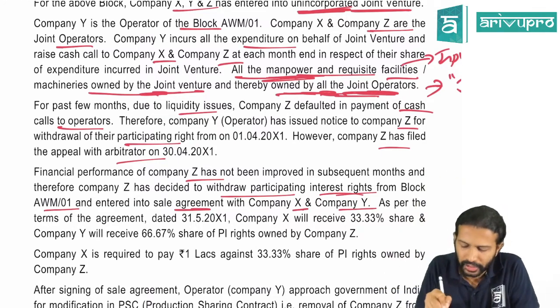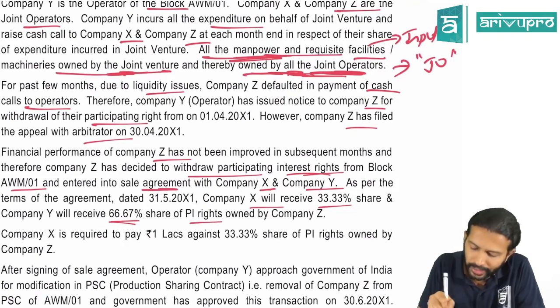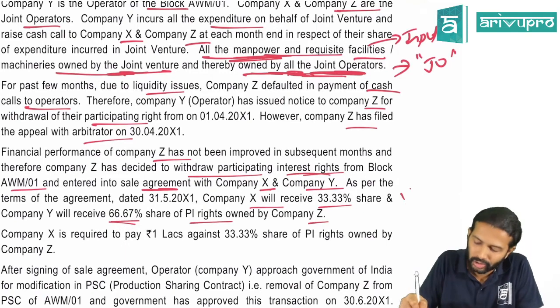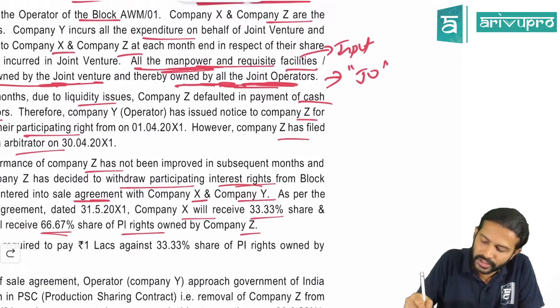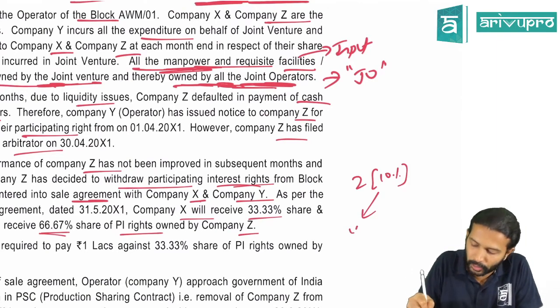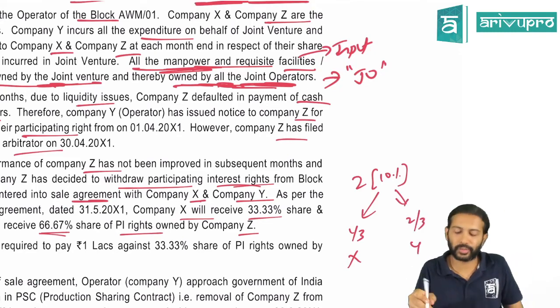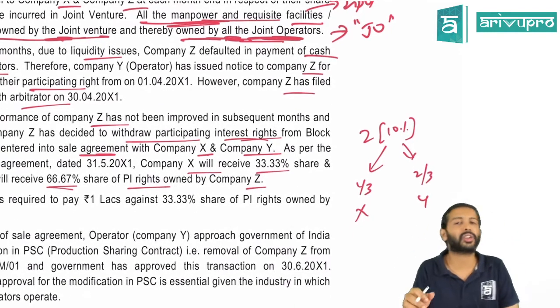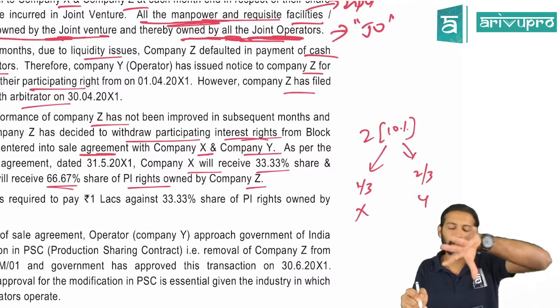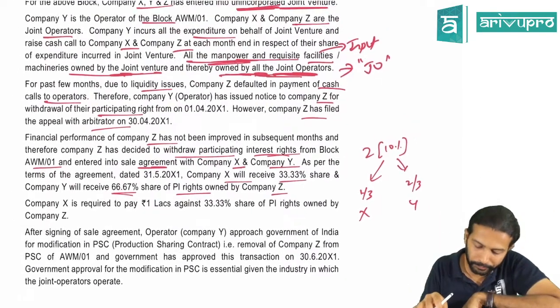As per the terms of the agreement, X will receive 33.33% share and Y will receive 66.66% share of the participating rights owned by Z. So 1/3 of Z's 10%, right? 33.33% is nothing but 1/3. 1/3 went to X, 2/3 went to Y. That's what they're saying with 33.33% and all that. So 1/3 of his stake he sold to X, and 2/3 of his stake he sold off to Y.